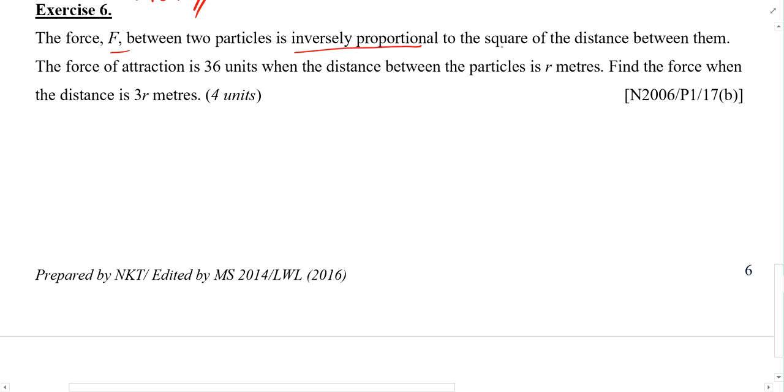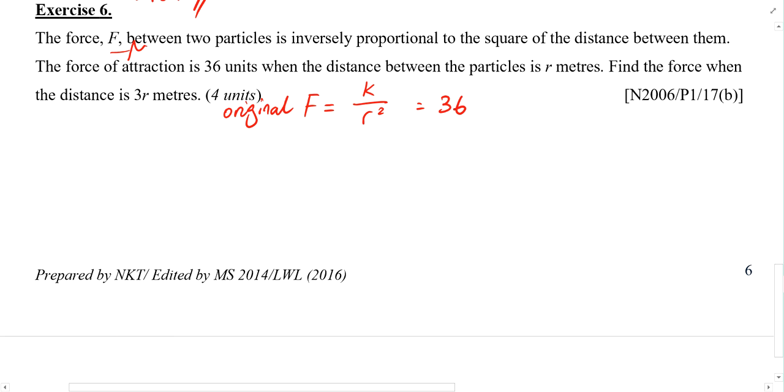Force inversely proportional to the square of the distance. So F equals k over R squared because the distance is R. Okay, so far? So when the distance is R, the force of attraction is 36. Then find the force when the distance is 3R. Same thing, we put on original. Original force equals k divided by the square of the original distance, which is R squared. So we know that this is supposed to be equal to 36.